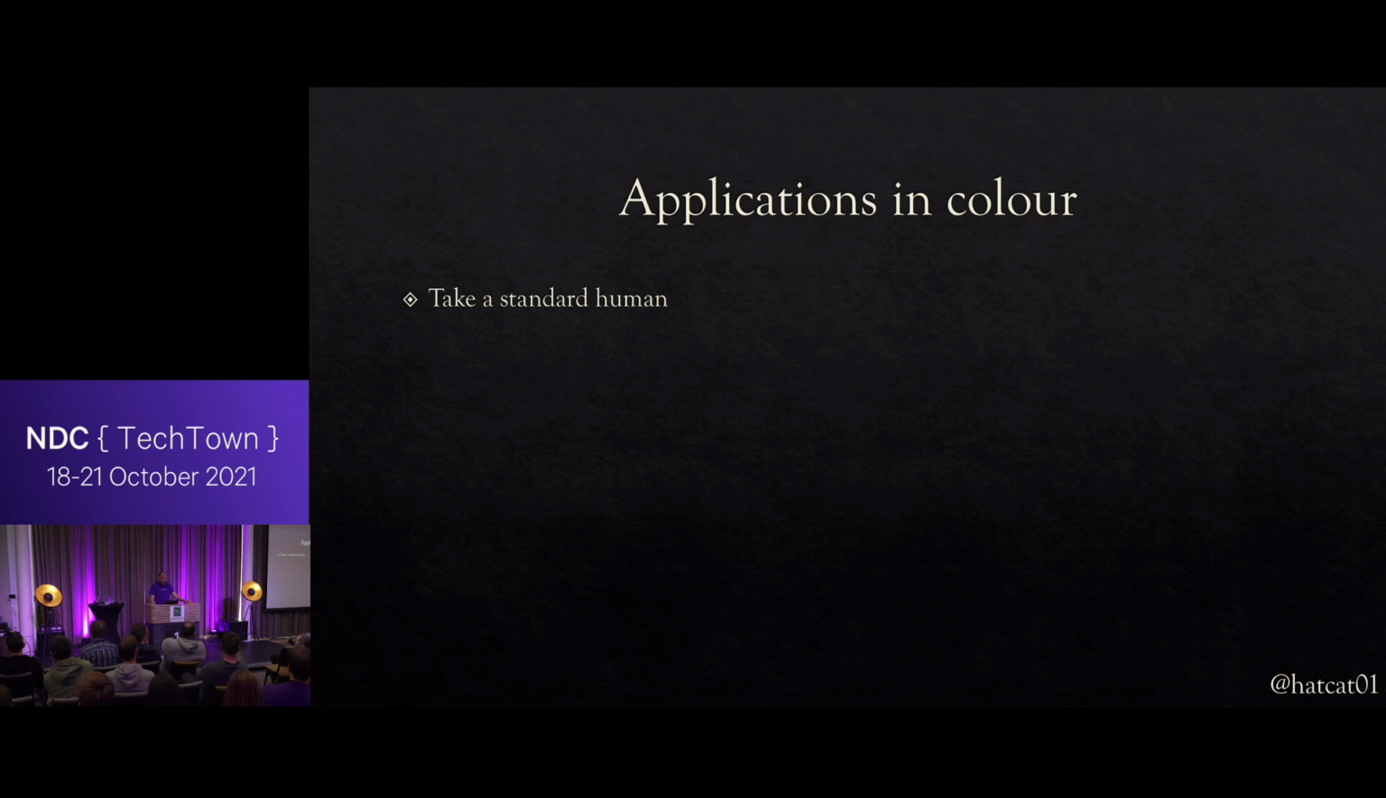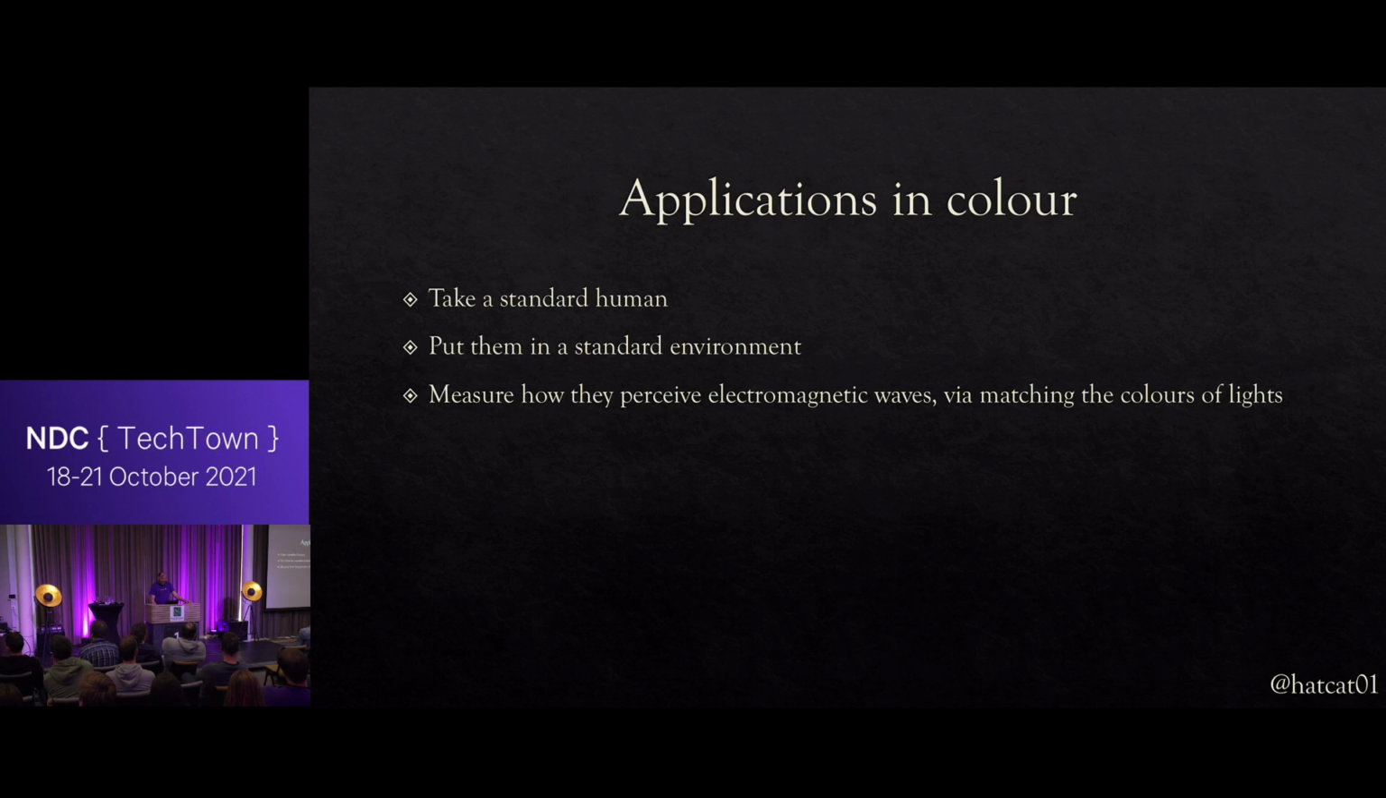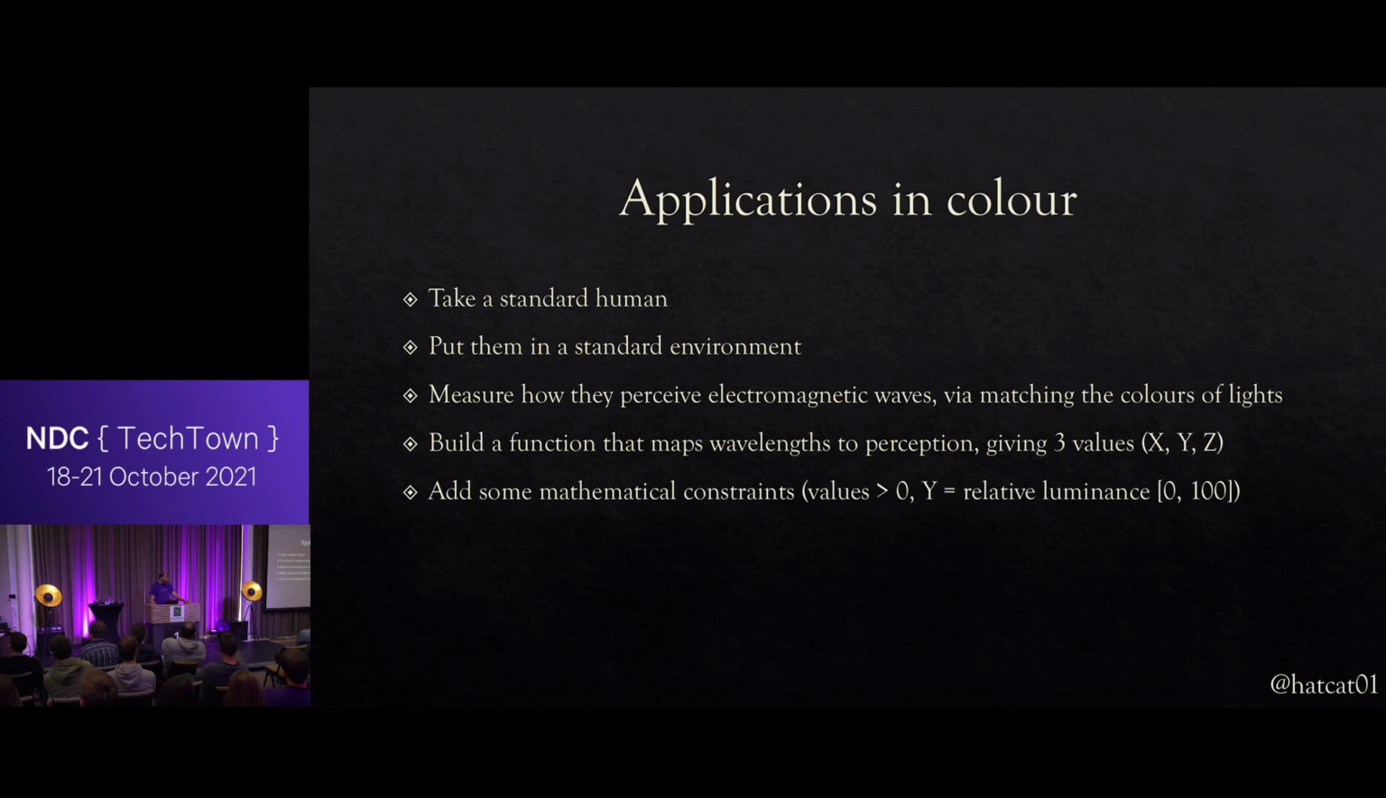So what you do is you take a standard human, you put them in a standard environment, and then you measure how they perceive electromagnetic waves via matching the colors of lights. And then you build a function that maps wavelengths to perception, giving 3 values, X, Y, Z. Then you constrain this function so that all values are positive and luminance ranges from 0 to 100.